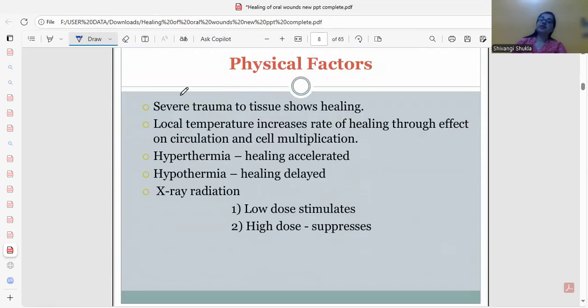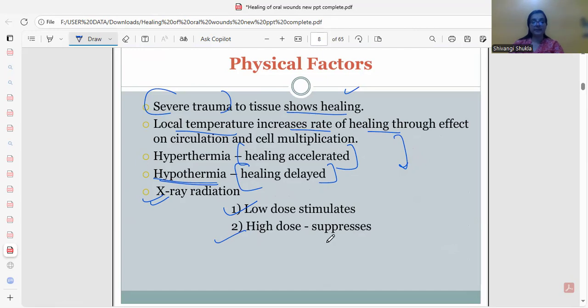Physical factors, a severe trauma to the tissue will show delayed healing. Local temperature increases the rate of healing क्योंकि circulation increase हो जाता है. Temperature increase हुआ, that would increase the circulation and the healing will get accelerated. Similarly, hypothermia के cases में healing would get delayed. X-ray radiation, low dose में अगर X-ray है तो low dose stimulate करता है healing procedure, but if high dose में है it would suppress the healing.